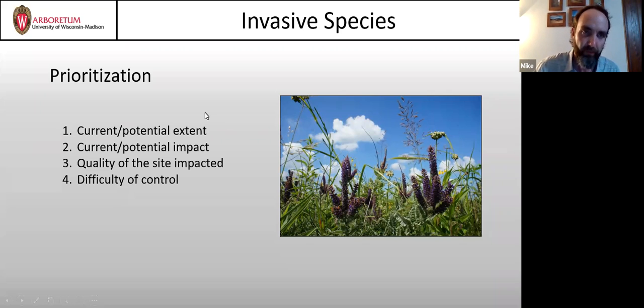So if you have a number of invasive species on your site or undesirable species, and you're trying to figure out what to do first, you can think about what the current extent of an individual species is, and think about that relative to what the potential extent could be.